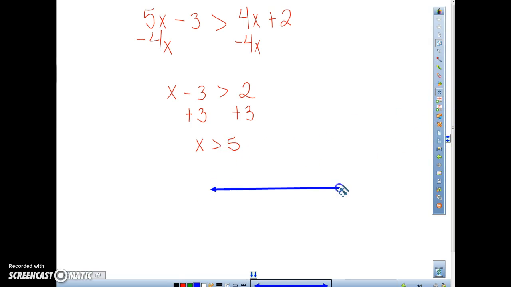Get your number line out. So 4, 5, 6. Open circle on 5. What is greater than 5? 4 or 6? 6 answers that question, so you shade that direction. Now, we're going to change it up just a little bit.